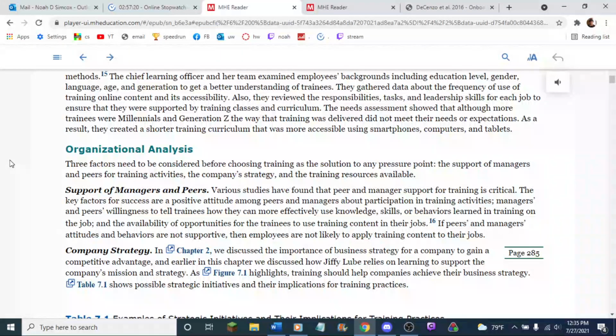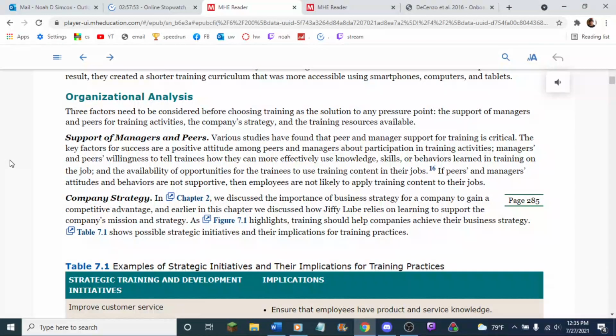Organizational analysis. Three factors need to be considered before choosing training as the solution to any pressure point: the support of managers and peers for training activities, the company's strategy, and the training resources available. The support of managers and peers.